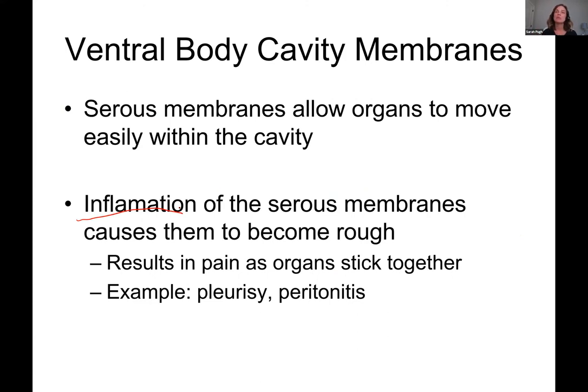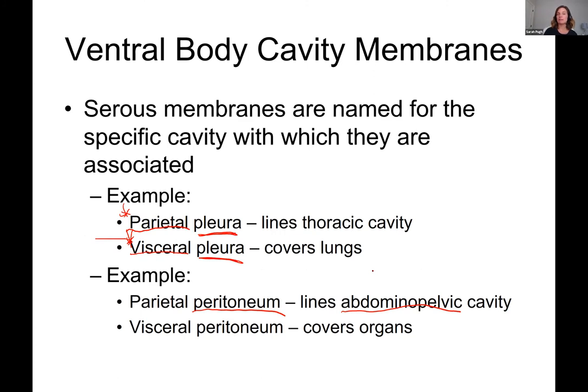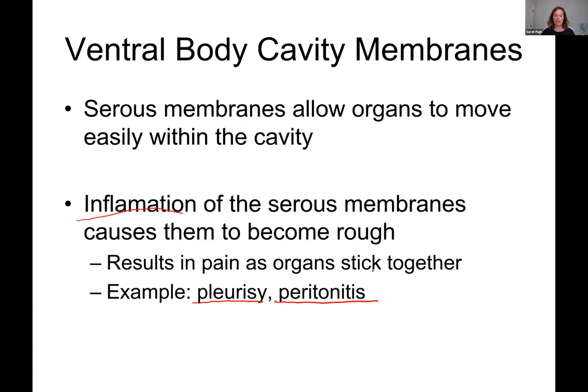And so some examples of this imbalance might be something called pleurisy. You may have heard of that before. Pleura means lungs. So pleurisy is when you get inflammation of the pleural cavity in the lungs, around the lungs, and the serous membranes are sticking together, and every time you breathe in and out it is incredibly painful. Peritonitis is another one. So peritonitis is happening down in the abdominal pelvic cavity. So remember, peritoneum means abdominal pelvic. So that is causing those serous membranes down in the abdominal pelvic cavity to get swollen and stick together.